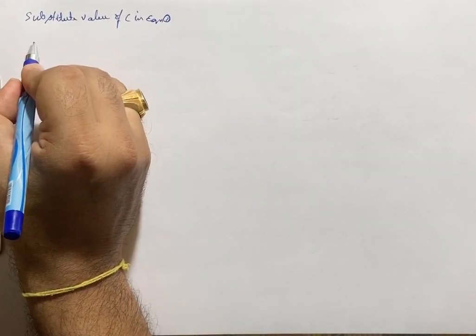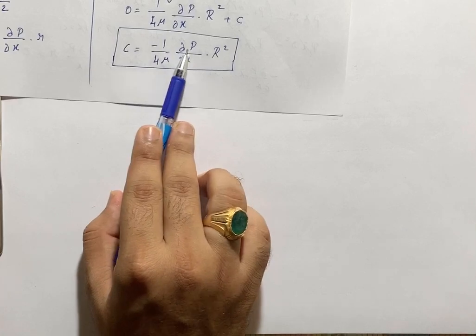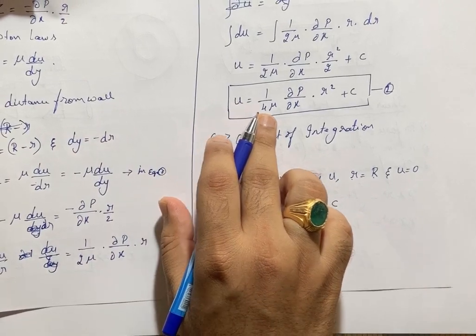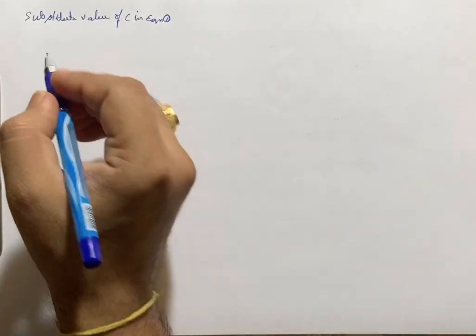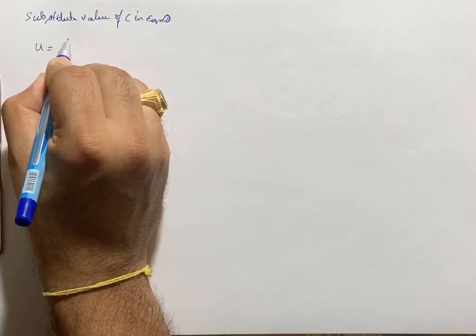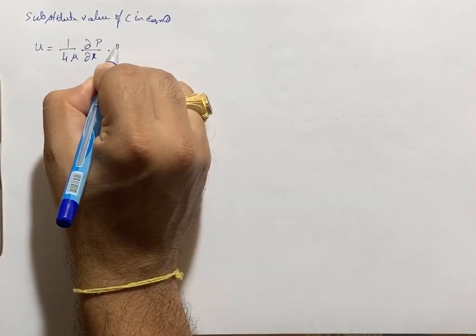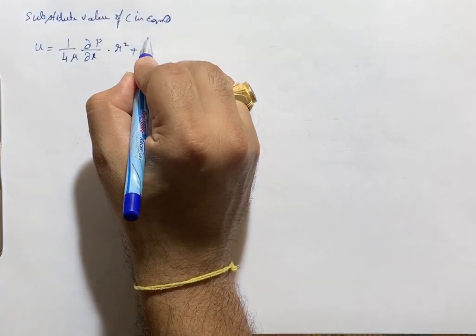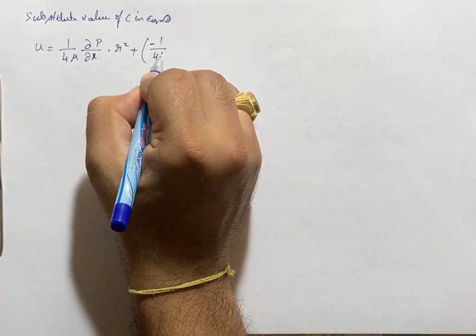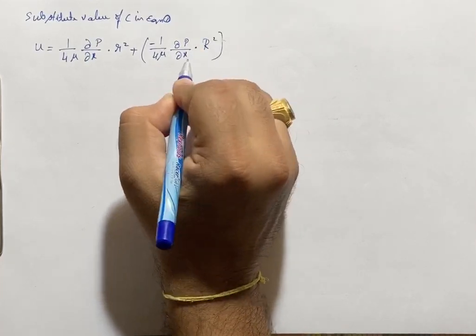When we substitute the value of c, c is what? Minus of 1 divided by 4μ ∂p by ∂x into R square. So equation 2 is what? Equation 2 is u equals 1 divided by 4μ ∂p by ∂x into R square plus c, right? I will substitute u equals 1 divided by 4μ ∂p by ∂x into R square plus the constant c, which is minus 1 divided by 4μ ∂p by ∂x into R square here, right?